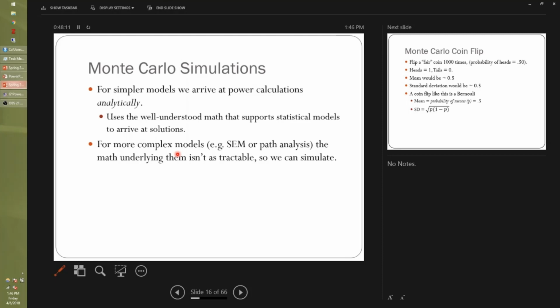With more complex models like SEM or path analysis, and sometimes hierarchical models, although there are pieces of software that'll do HLM power analyses for you, depending on how complex you get, it may be that nobody's done the work for you. But definitely for SEM or path analysis, the math underlying them isn't tractable, is what it's called. There's no simple generic method that'll work for every possible model, and so we have to use Monte Carlo simulation to arrive at power.